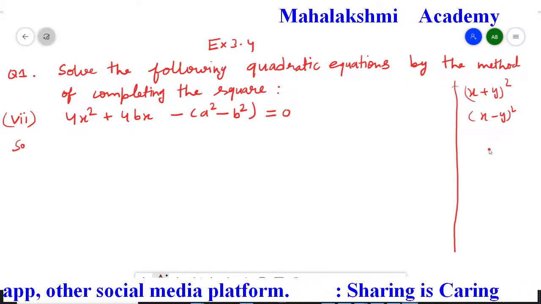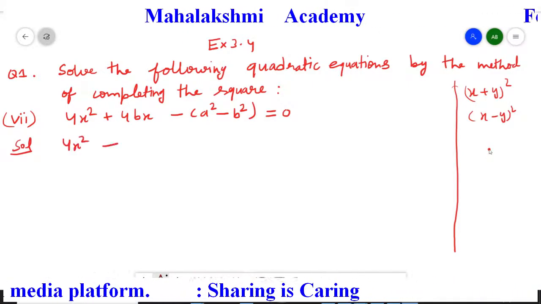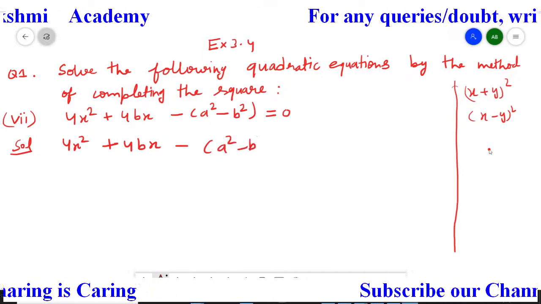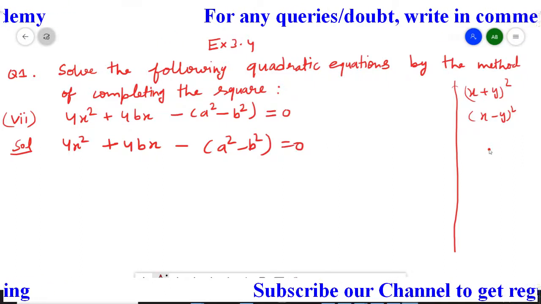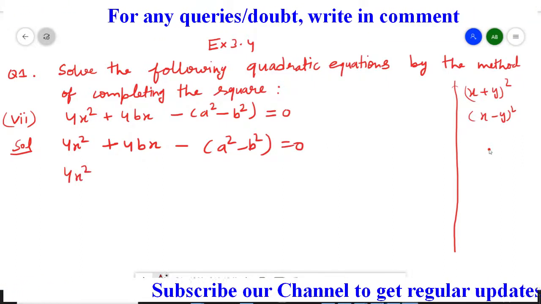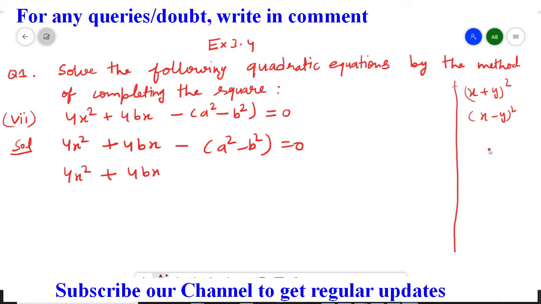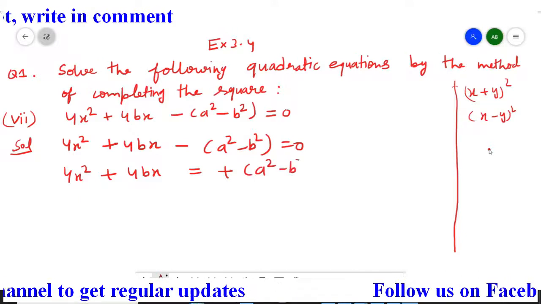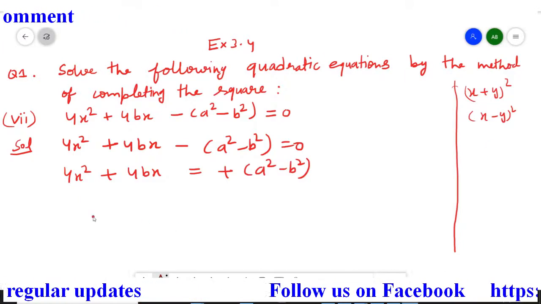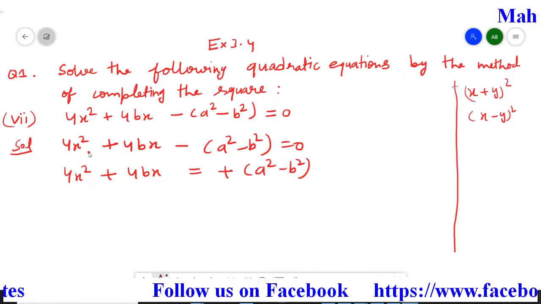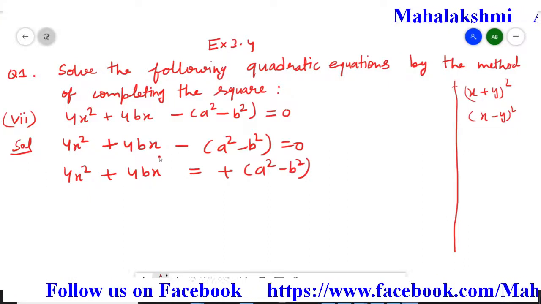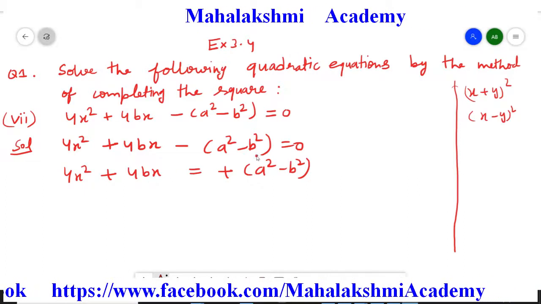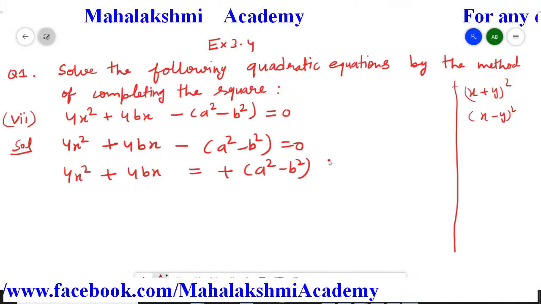First we'll write down the equation, that is 4x square plus 4bx minus a square minus b square equal to 0. In the first step we have to keep only the terms of x on the left side, and the terms which don't have x we have to shift to the right hand side. When we do this, I obtained this equation, because 4x square and 4bx have x, that's why we kept them on the left side, but this term doesn't have x, so we shift it to the right hand side.